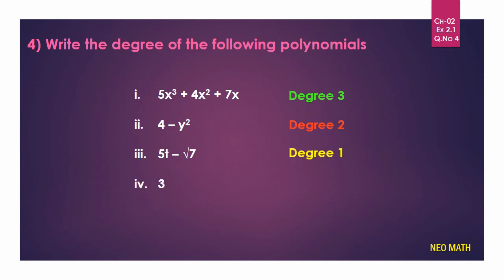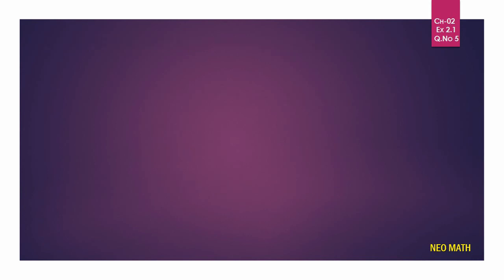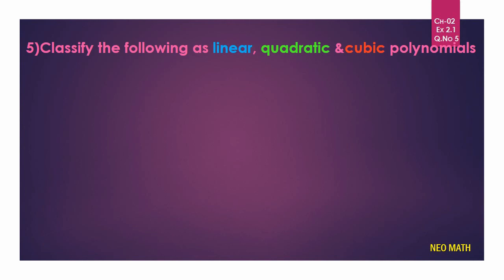Fourth part, 3. 3 is a constant polynomial. This can be written as 3 into x power 0. So the degree is 0. So the degree of a non-zero constant polynomial is always 0. Exercise 2.1, question number 5. Classify the following as linear, quadratic and cubic polynomials. So what is a linear polynomial? If the degree of the given polynomial is 1, then it is a linear polynomial. If the degree of the given polynomial is 2, then it is a quadratic polynomial. If the degree is 3, then it is a cubic polynomial.